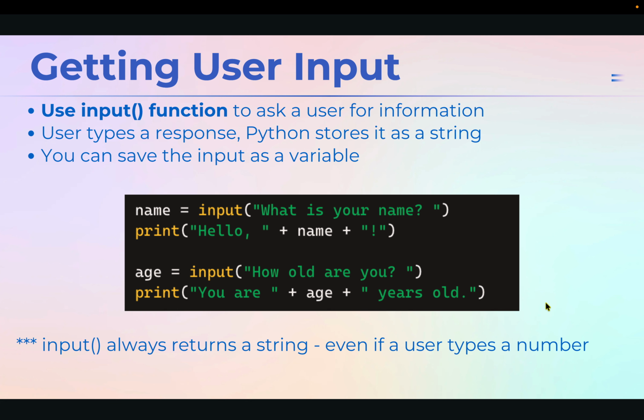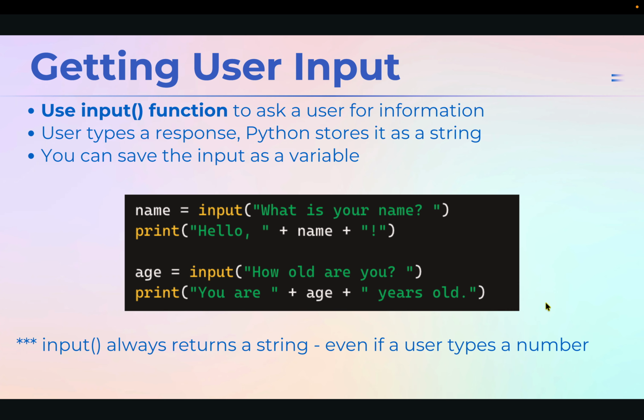And once they do that, it pretty much is saying that they want to print whatever the user said their name was and hello. And the same is happening with the age. So you can ask a user to enter some information into your program, and then you can use that program however you see fit once it's entered.